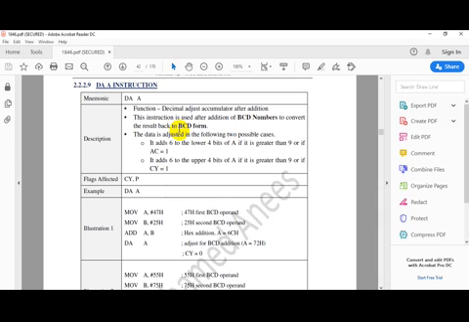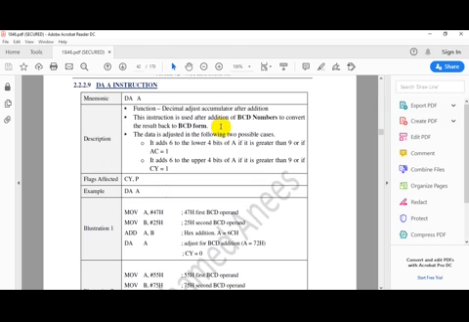What does this instruction do? It is used after addition of BCD numbers to convert the result back into BCD form. Now, what is a BCD number? It's binary coded decimal, that is, the digits are from 0 to 9. Now, what is the importance of this?